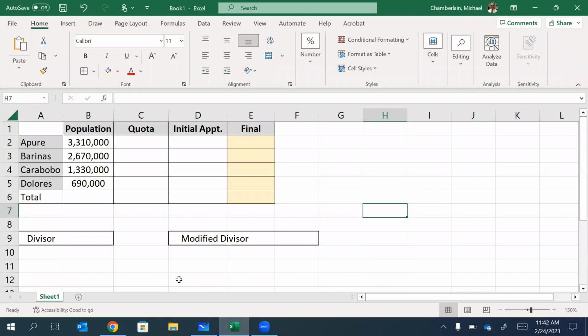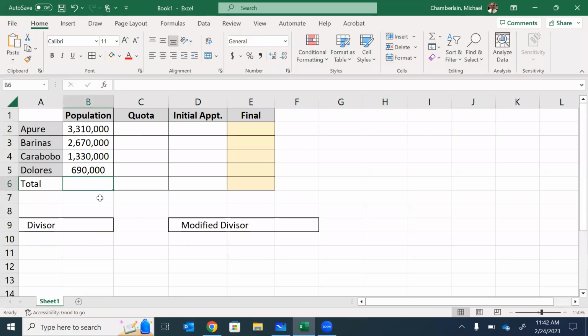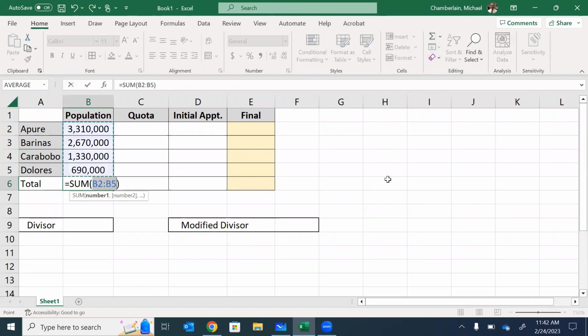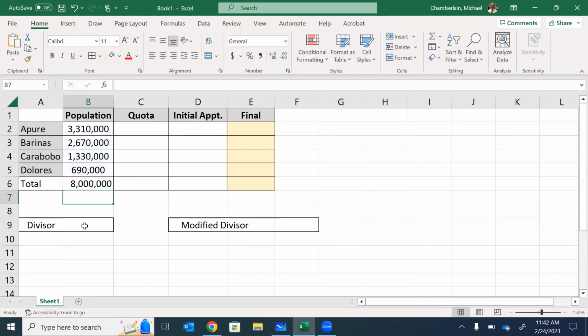So in this spreadsheet that you're seeing here, I've already put in the information. What I'm going to do differently is, when I go to the cells, I'm going to be typing some formulas, and I'll go over this briefly. Again, you can use the sum key at the top. I'm going to add those up. That's 8 million.